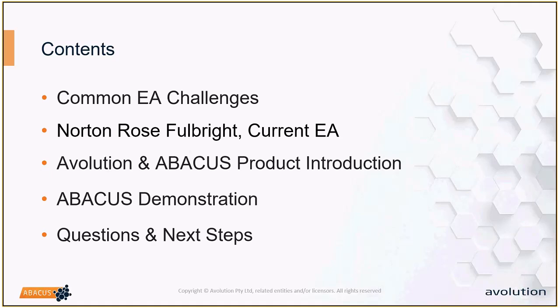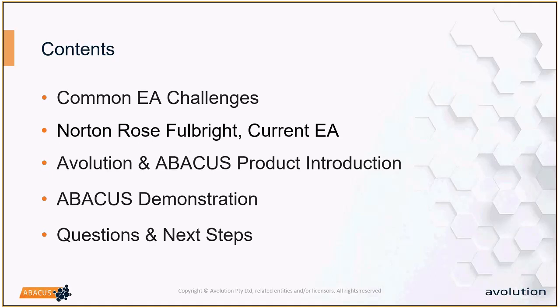Now, a brief background about the current enterprise architecture at Norton Rose Fulbright. We understand that currently multiple Excel files are used to collect data, imported to Visio, then presented in PowerPoints. So there is a need for a more advanced tool to manage the enterprise architecture and roadmaps.